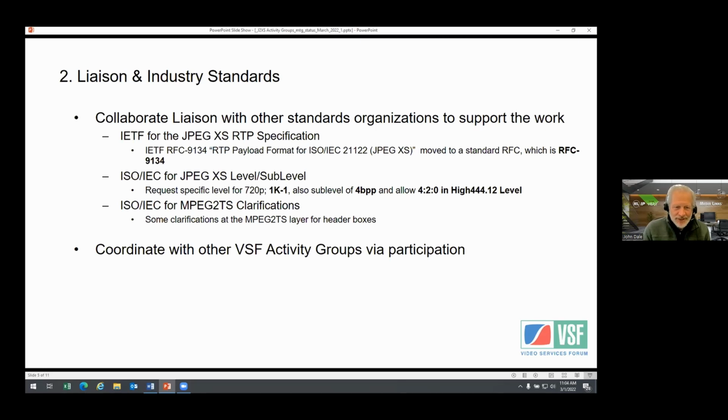And then lastly, we would think that MPEG-2TS is probably one of the oldest video over IP standards, but there always seems to be some lack of clarity in some of the headers and structure there, and we came across some of that as well. So we've looked for some clarifications there. And then lastly, we're trying to coordinate with some of the other groups within the VSF that are working on current activities that could utilize JPEG-XS.